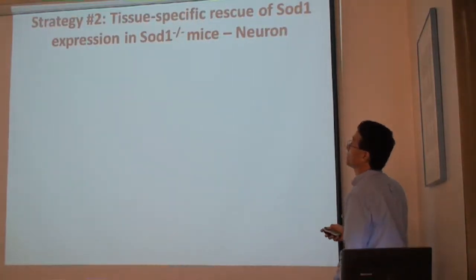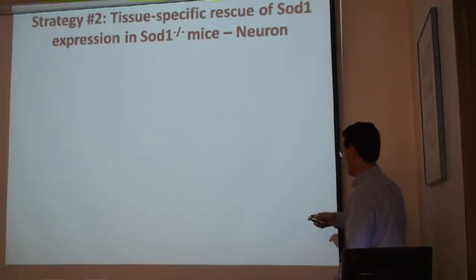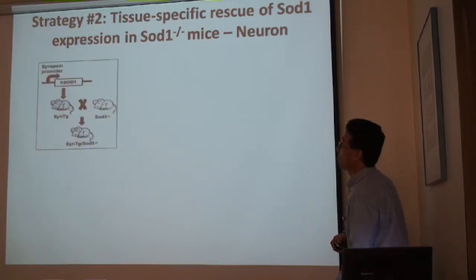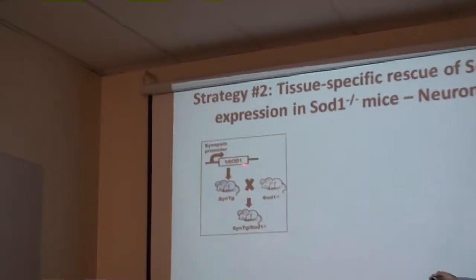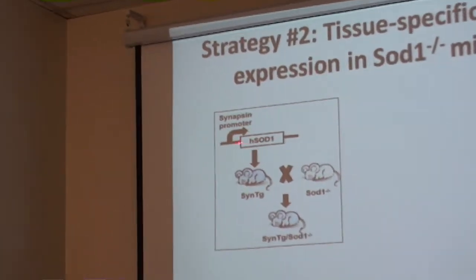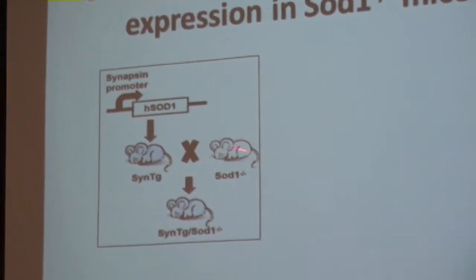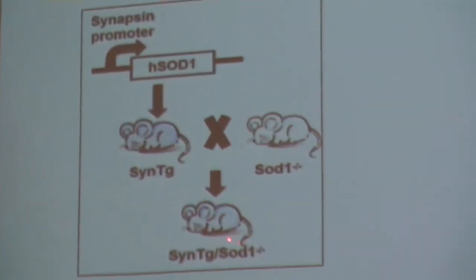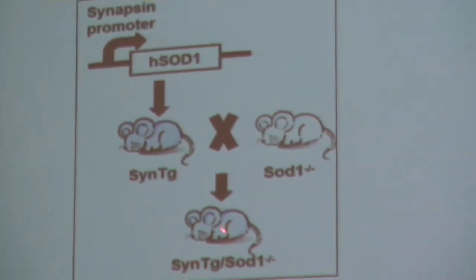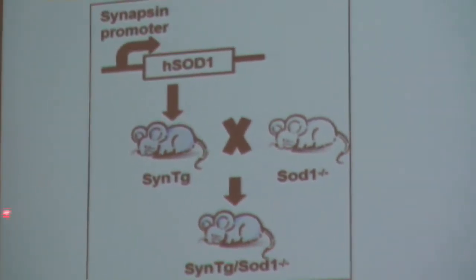So strategy number 2 is we try to restore the expression of SOD1 in the SOD1 knockout mouse model, to see whether this can rescue the muscle function. First, we express human SOD1 only in the neuron, with a neuron-specific promoter, the synapsin promoter. After we generate the transgenic mice, we cross them with the SOD1 whole body knockout mouse. After several generations of breeding, we get the mouse which has human SOD1 expressed only in the neuron, but not in the other parts. The other tissues or cell types still lack SOD1.